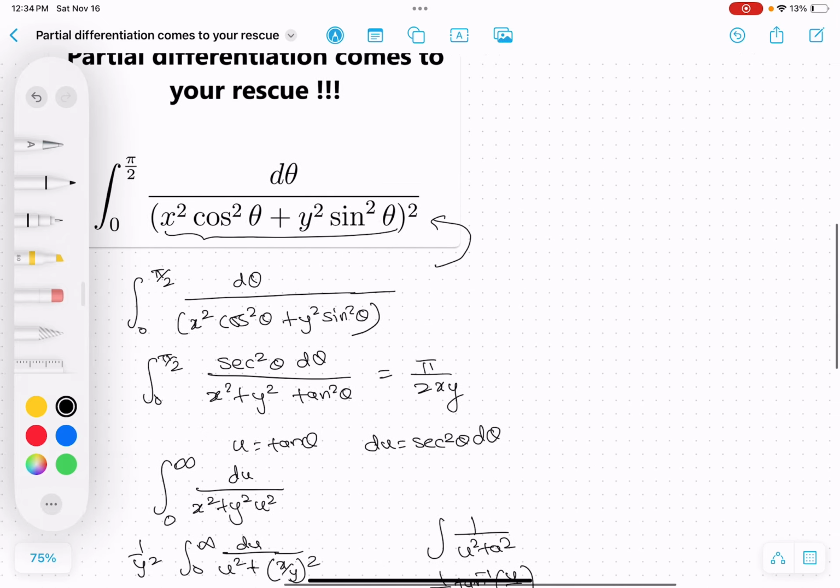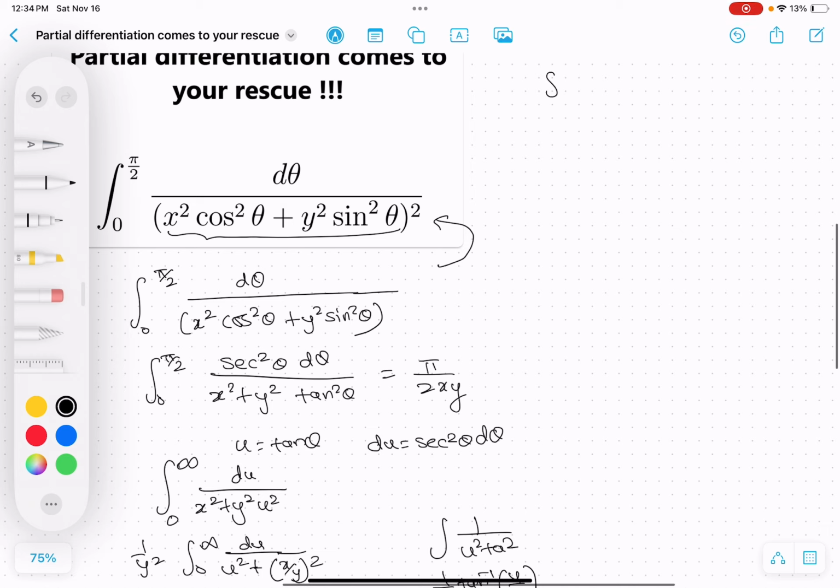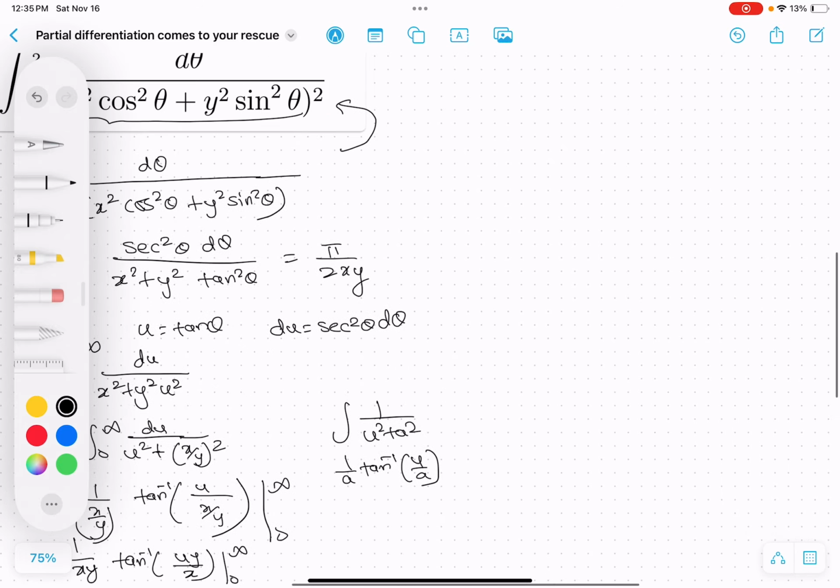Okay, the thing is, we got that the integral from 0 to pi by 2 of sec square theta d theta divided by x square plus y square tan square theta, in an alternative form, is d theta divided by x square cos square theta plus y square sin square theta, which is just pi by 2xy, right?